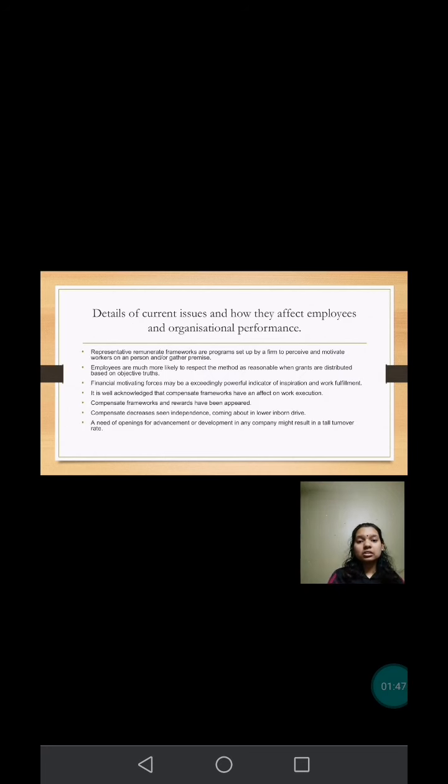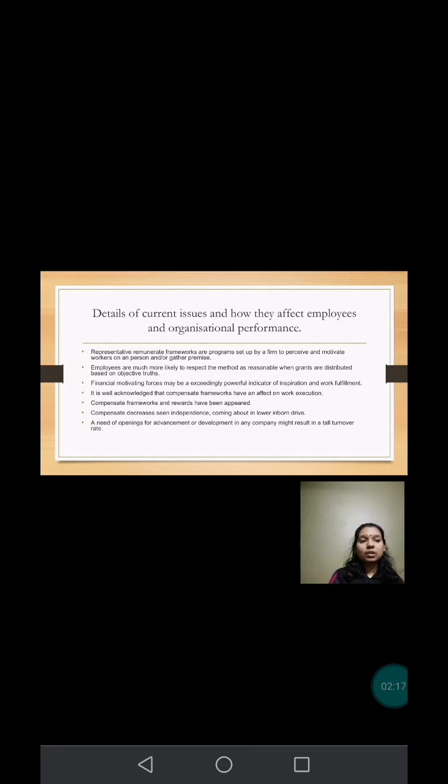details of current issues and how they affect employees and organizational performance. Okay, firstly, reward frameworks or programs are set up by a firm to recognize and motivate workers on an individual and or group basis. They are regarded as rewards, although they may be financial or something else involving a cost to the organization.